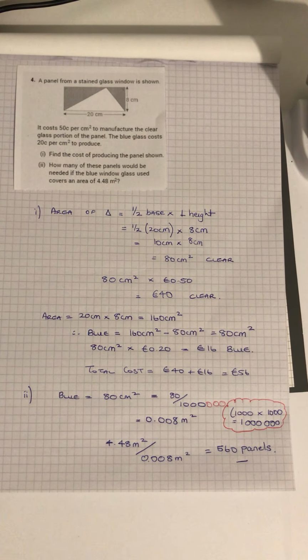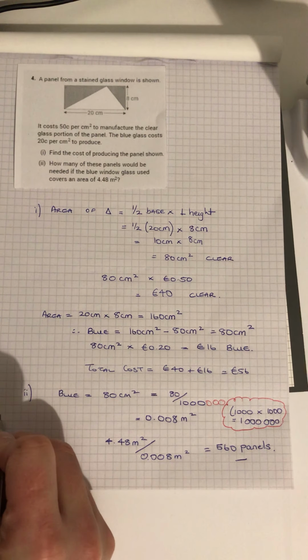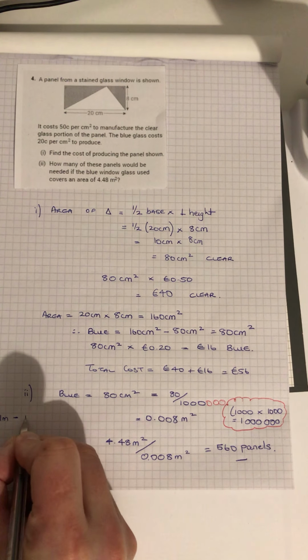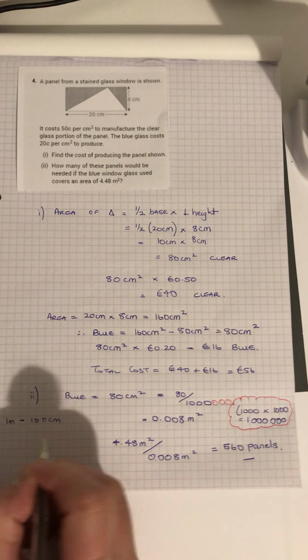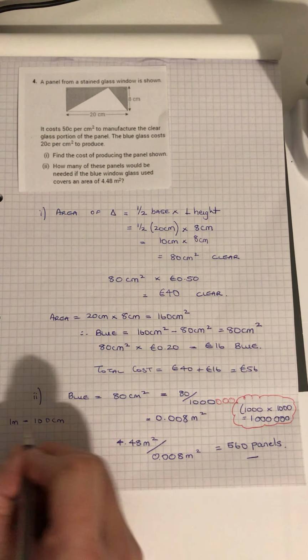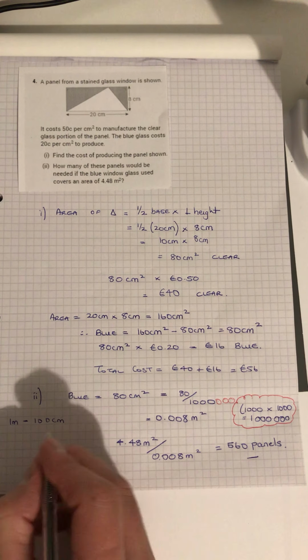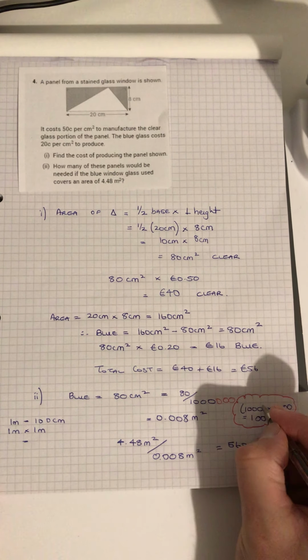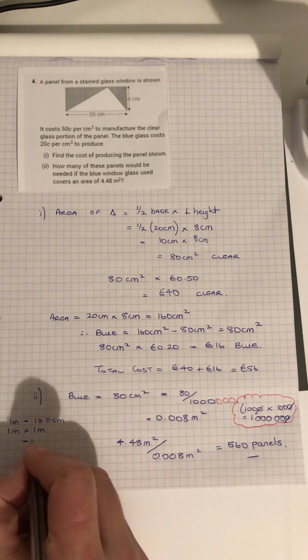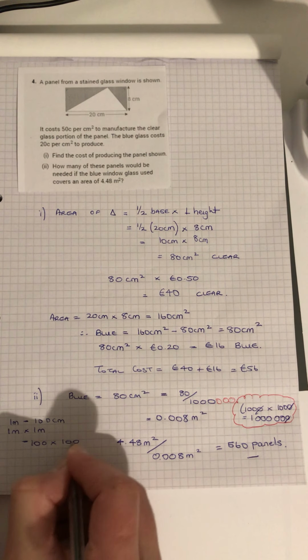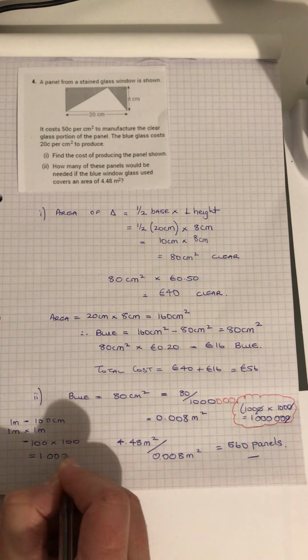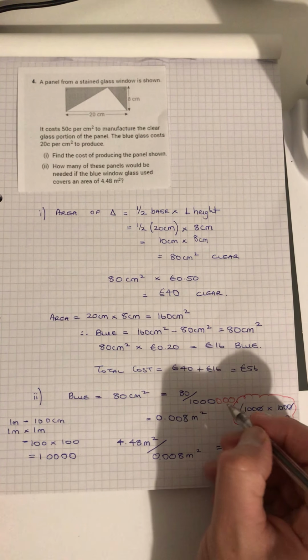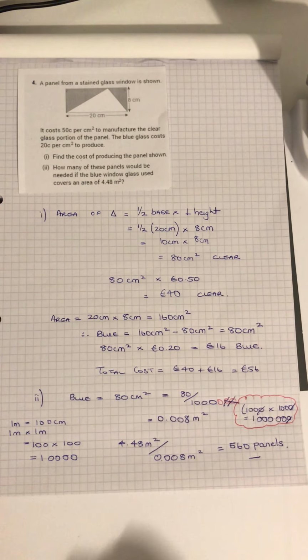So 1 meter is equal to 100 centimeters. So 1 meter multiplied by 1 meter is 100 by 100, which is equal to 10,000. I have too many zeros there. Sorry about that. That's question 4.